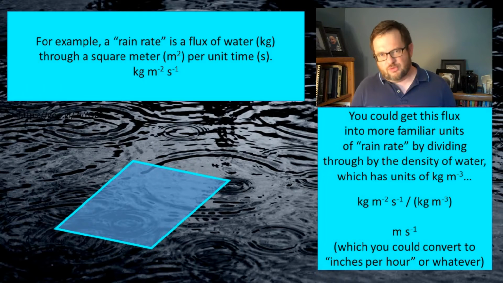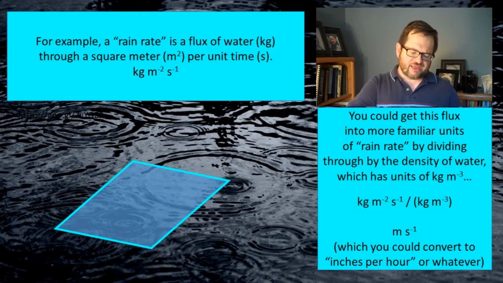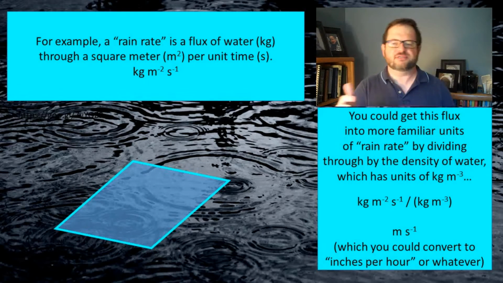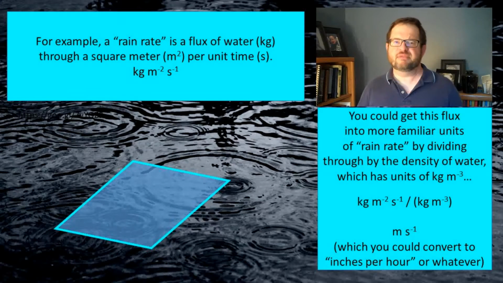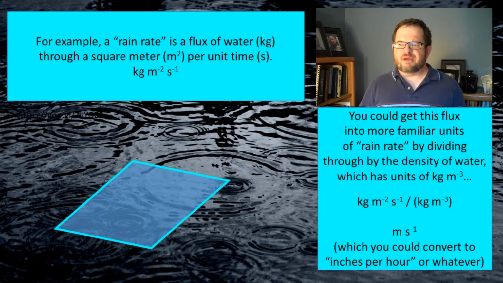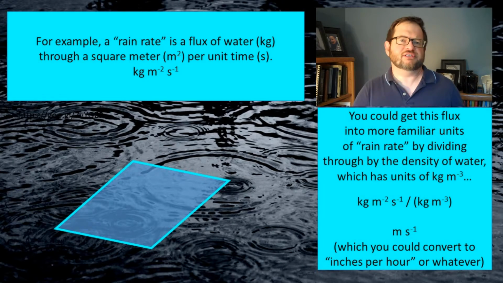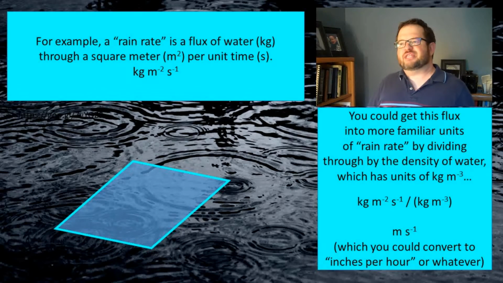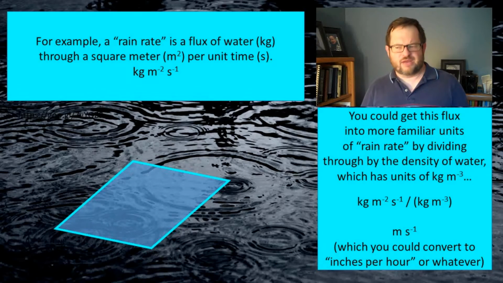We can actually get this though into more familiar looking units by dividing through by the density of water. So if you divide through by density of water, which has units of kilograms per cubic meter, you can do the math and see that that's going to work out to having units of meters per second, which might not seem like a rain rate, but keep in mind that we can convert meters to inches, and we can convert that per second to per hour, and we can get inches per hour. Well, that does sound like a rain rate. A big heavy storm might have a rain rate of 1 inch per hour or something like that. Oh, okay, so it's a flux of liquid water.